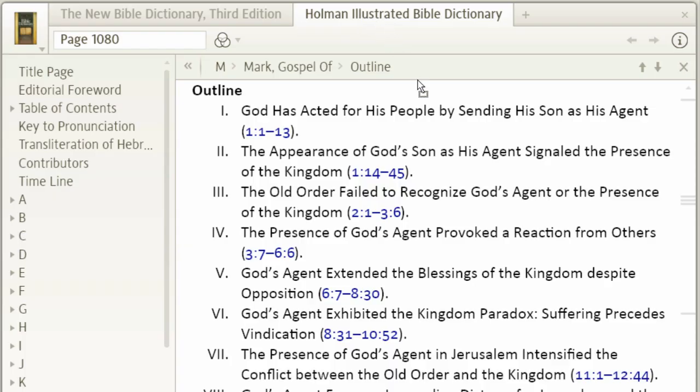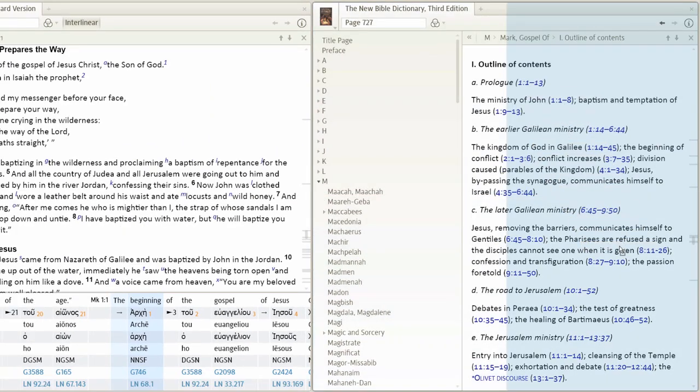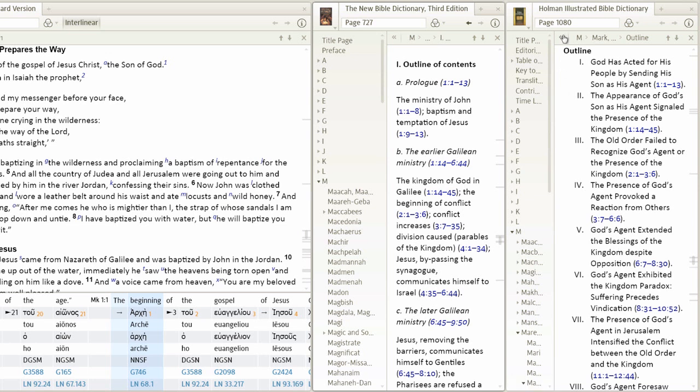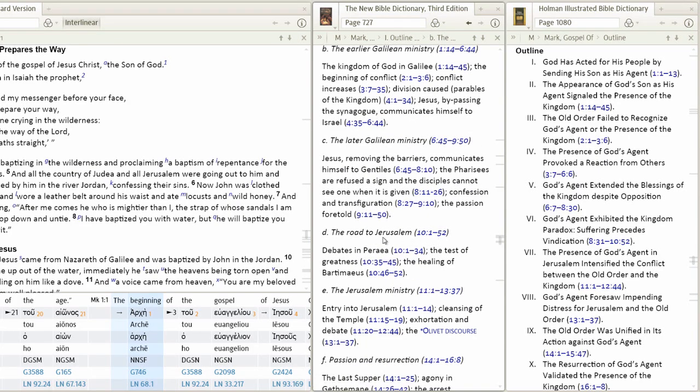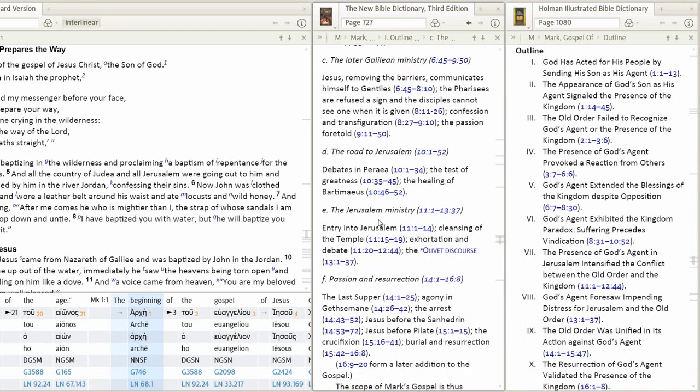I'm going to go ahead and split this and close the contents section. And we can look at how these two outlines compare to one another. Keep in mind these are outlines of the same book. You have the Gospel of Mark here and the Gospel of Mark here. The New Bible Dictionary has outlined the Gospel of Mark according to geographic location. So here is Jesus' earlier Galilean ministry, later Galilean ministry, and then he's on the road to Jerusalem, his ministry in Jerusalem, and then his passion and resurrection.